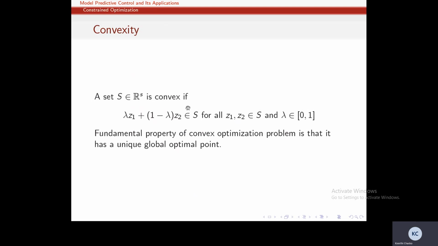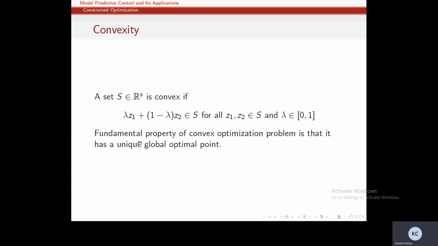Now we will discuss convexity. This is the basic test for convexity. If lambda is a value which lies between 0 and 1, and we consider two points z1 and z2 in the domain S, and if lambda z1 plus 1 minus lambda z2 belongs to S for all z1 and z2, then we can say that the set S is convex.